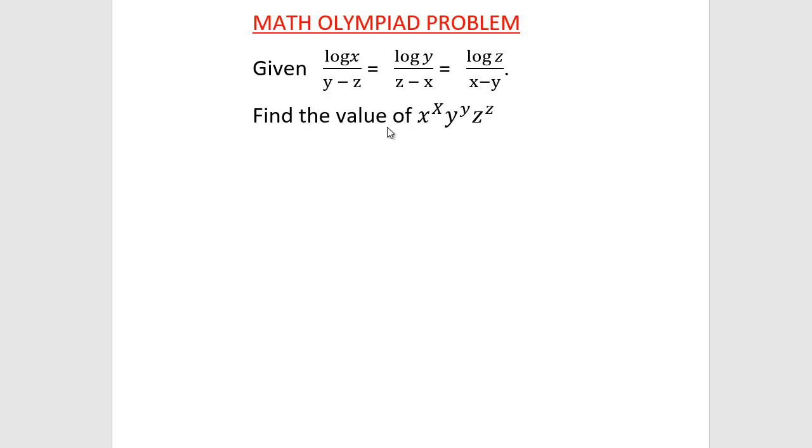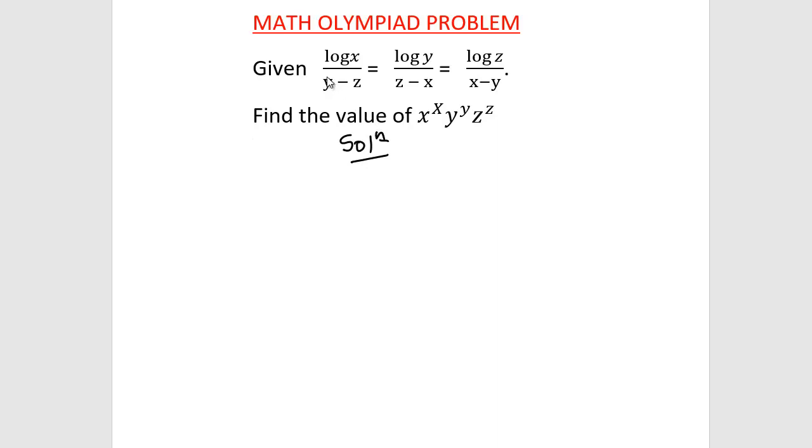And the question given is over here. The question reads: given log of x over y minus z is equal to log of y over z minus x is equal to log of z over x minus y. We have to find the value of x to the power x multiplying y to the power y multiplying z to the power z. So now let's start.